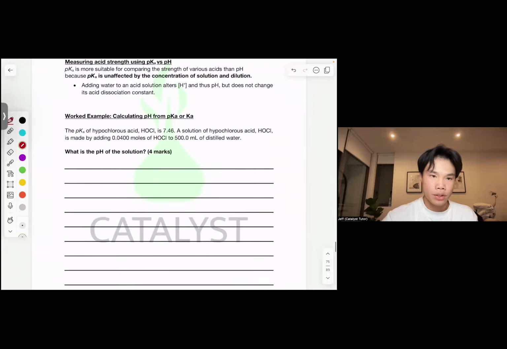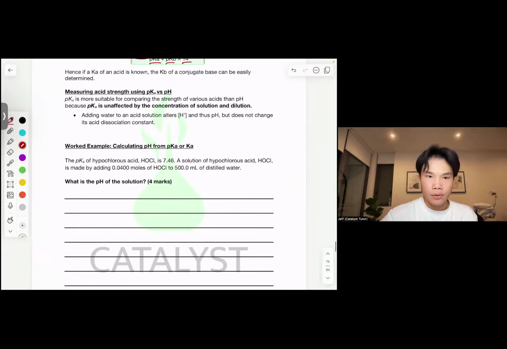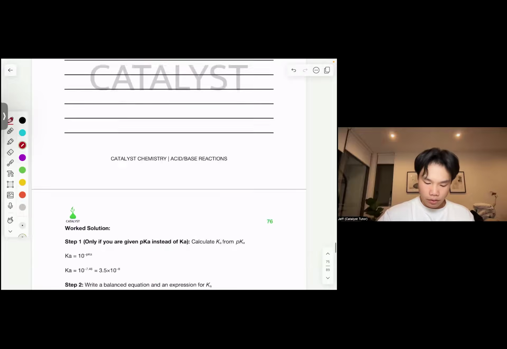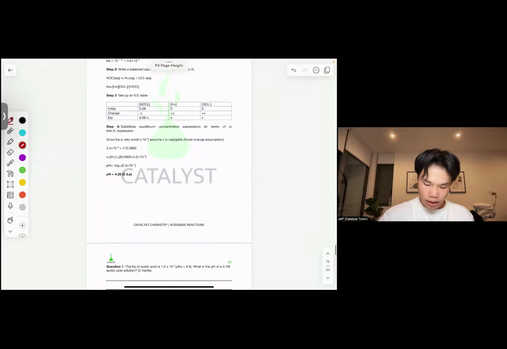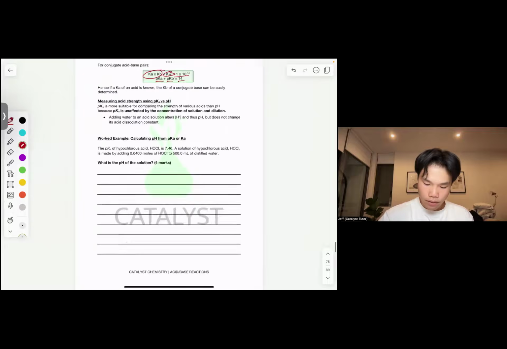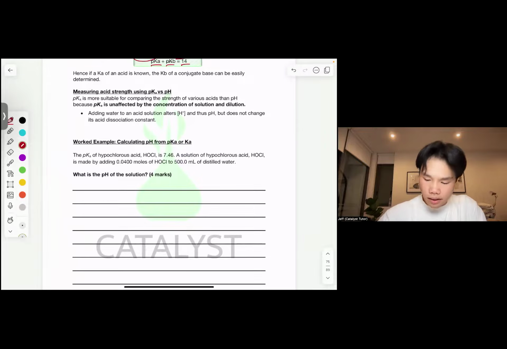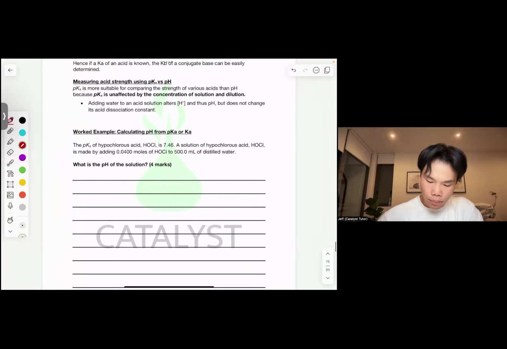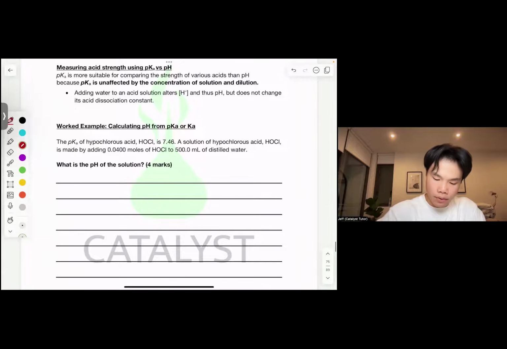So typical questions that you'll get is something where they give you a pKa or a Ka, and you're needing to do an icebox to essentially calculate how much will dissociate. I might not run through it, but the idea is that for this question, you need to change your pKa into Ka. Using your Ka, you can find how much this acid should dissociate.